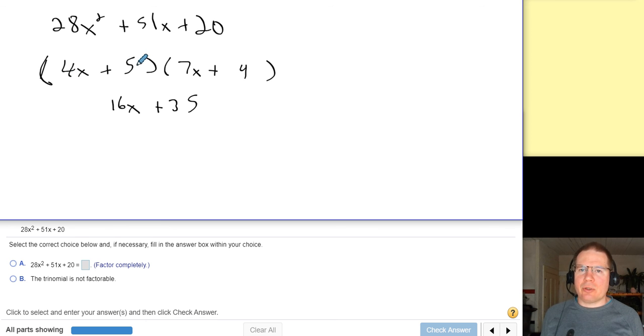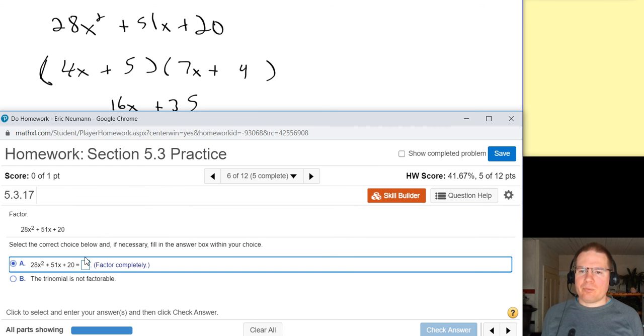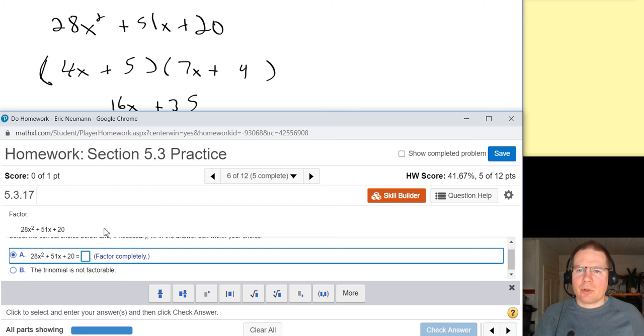Right? If that didn't work, 2's not going to go here, 10's not going to go here. The only way for this not to have a common factor is if this is either 1 and 20, or if this is 5 and 4. And if none of those work, then I would try 28 as being 2 and 14 or something else, right? But we got it. 4x plus 5.